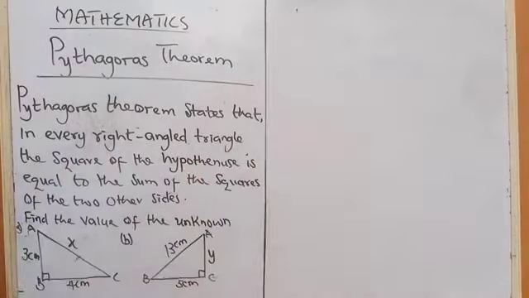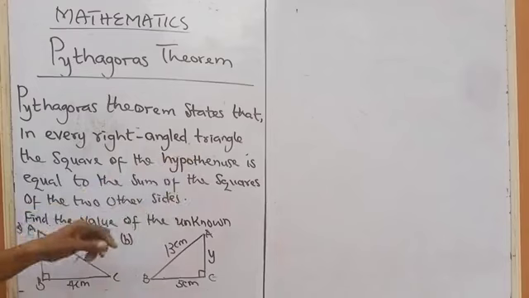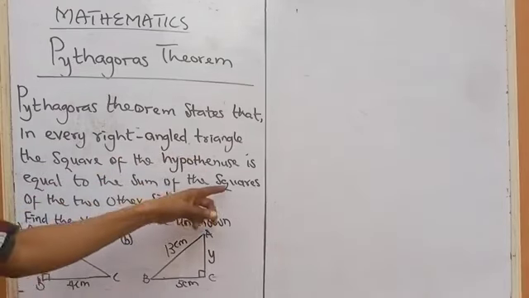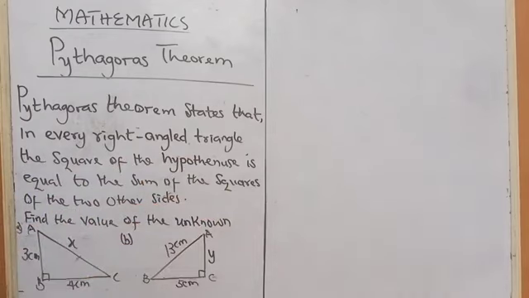So, Pythagoras theorem. We said Pythagoras theorem states that in every right-angled triangle, the square of the hypotenuse is equal to the sum of the squares of the two other sides. So this is an example of a right-angled triangle. You have a vertical line. This is horizontal. So where these two lines meet, angle 90 will be formed there. So this is a right angle.